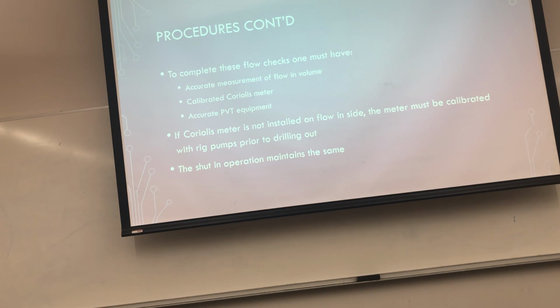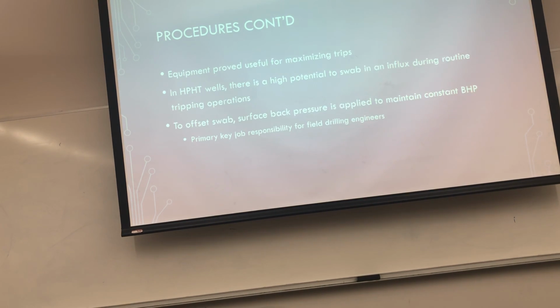And so to complete the various flow checks, static or dynamic, we have to have an accurate measurement of flow and volume, the calibrated Coriolis meter, and accurate PVT equipment. If the meter is not installed on the flow side, however, it must be calibrated with rig pumps prior to drilling out, and the shut-in process still remains the exact same.